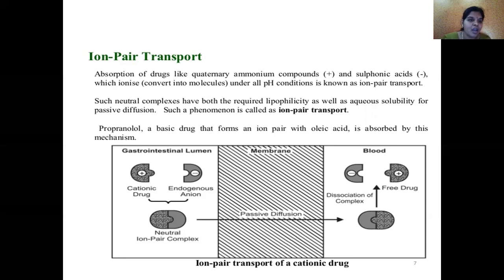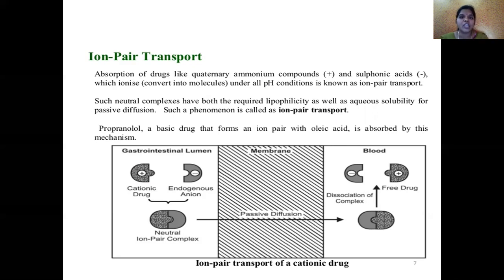Once again, absorption of drugs like quaternary ammonium compounds with positive charge and sulfonic acids with negative charge, which will be ionized under all pH conditions, irrespective of pH. That means in the stomach you have a pH of 1 to 3, in the intestine a pH of 5 to 7. So these positive and negative charged ions will be ionized irrespective of pH conditions.